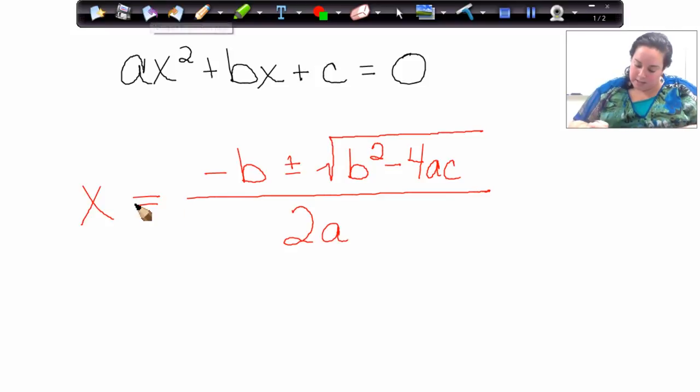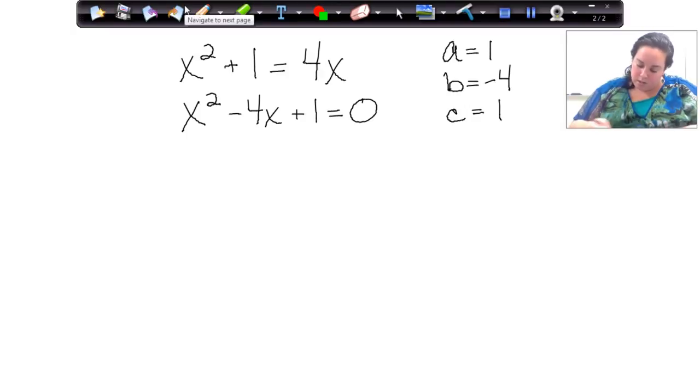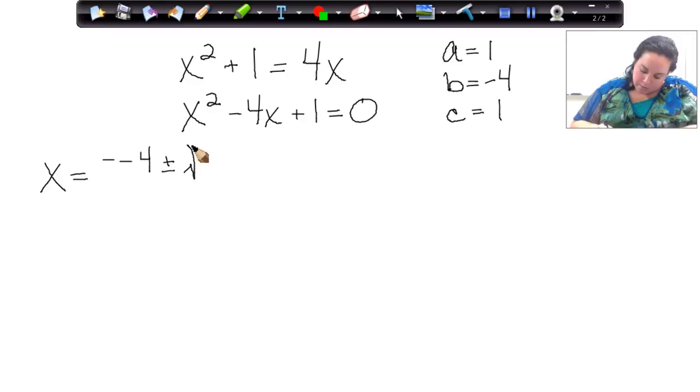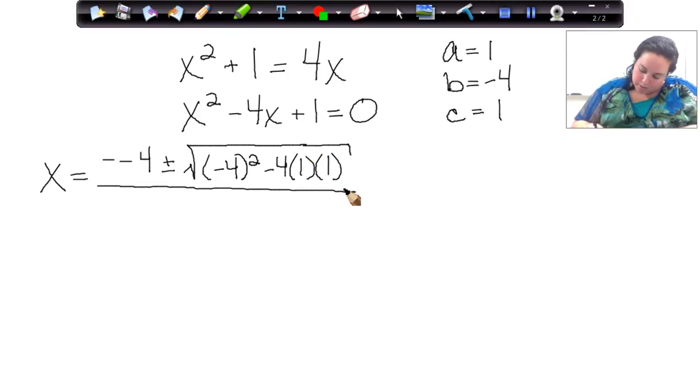The formula tells us x equals negative b plus or minus the square root of b squared minus 4ac over 2a. So we need x equals negative b, so negative 4, negative 4, plus or minus the square root of b squared, so negative 4 squared, make sure to use parentheses, minus 4 times a times c, all over 2 times a.